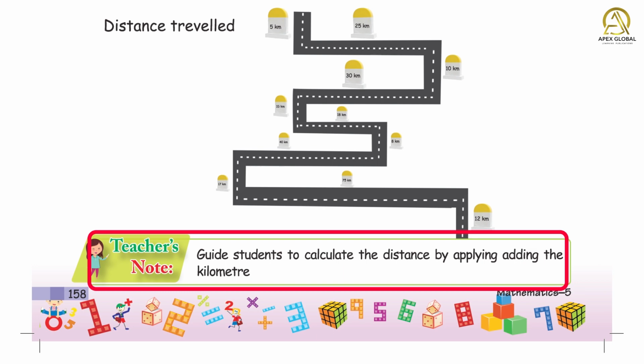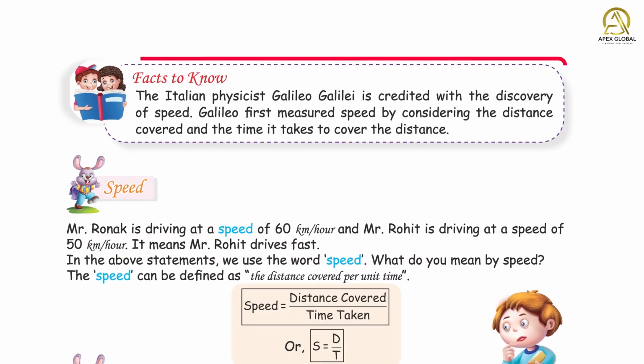Teacher's note: guide students to calculate the distance by adding the kilometers. Facts to know: the Italian physicist Galileo Galilei is credited with the discovery of speed. Galileo first measured speed by considering the distance covered and the time it takes to cover that distance.